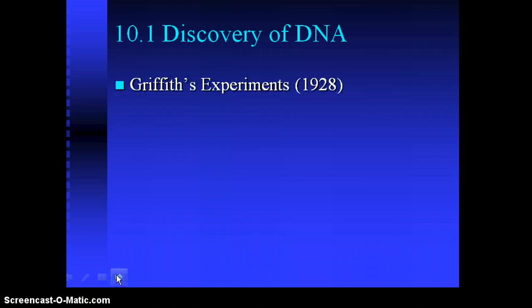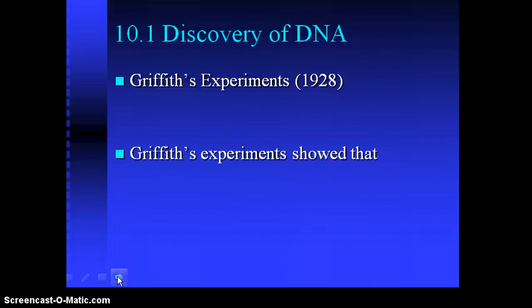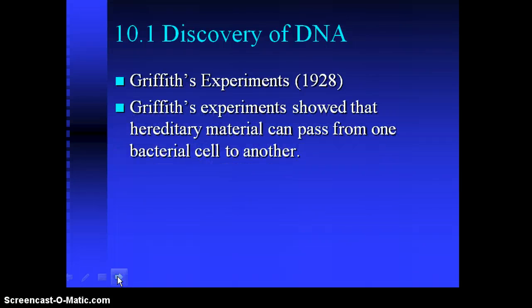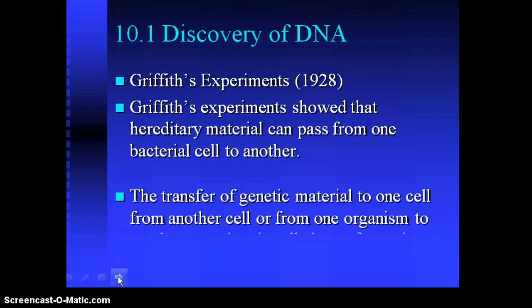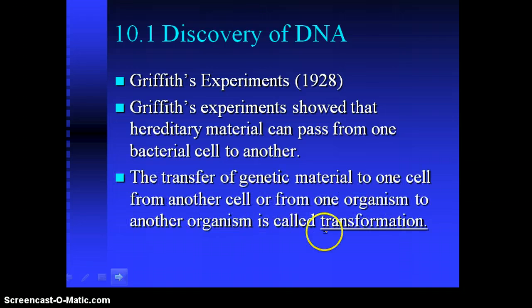So first, the discovery of DNA. We have Griffith's experiment, which was in 1928. His experiment showed that there's hereditary material that will pass from one bacterial cell to another. So pretty simple, but just saying there is hereditary material. It is passing from one cell to another. And when that happens, we call that transformation. So this word here you can put in there.